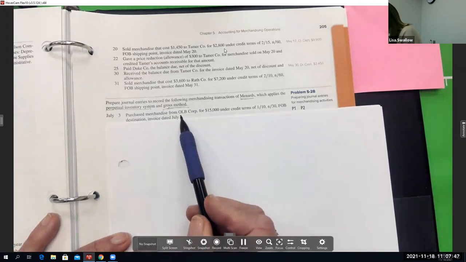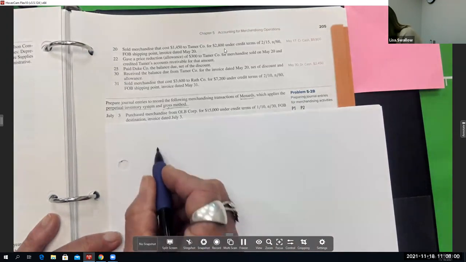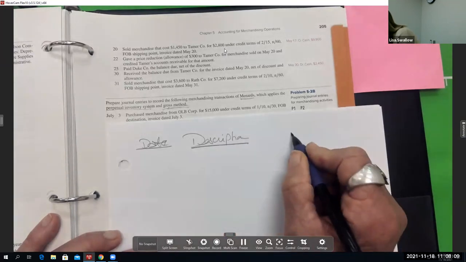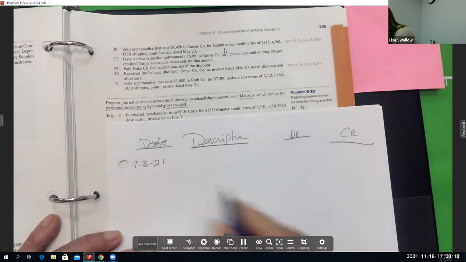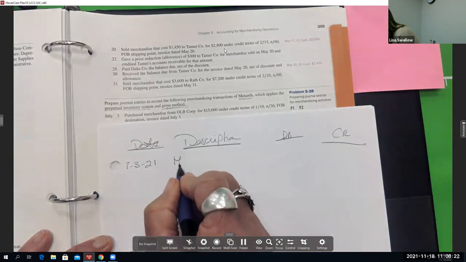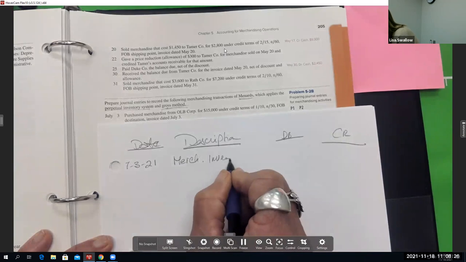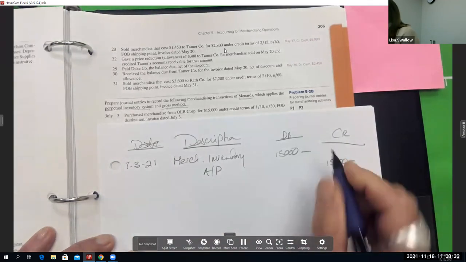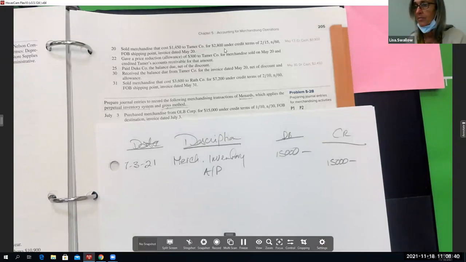Okay, so here we go. July 3rd, we bought some merchandise from OL B Corp for $15,000. The terms were 1/10 net 30, free on board destination. You should be able to say to yourself what that means. And the invoice was dated July 3rd. So let's make our journal entry. Everybody okay with that?